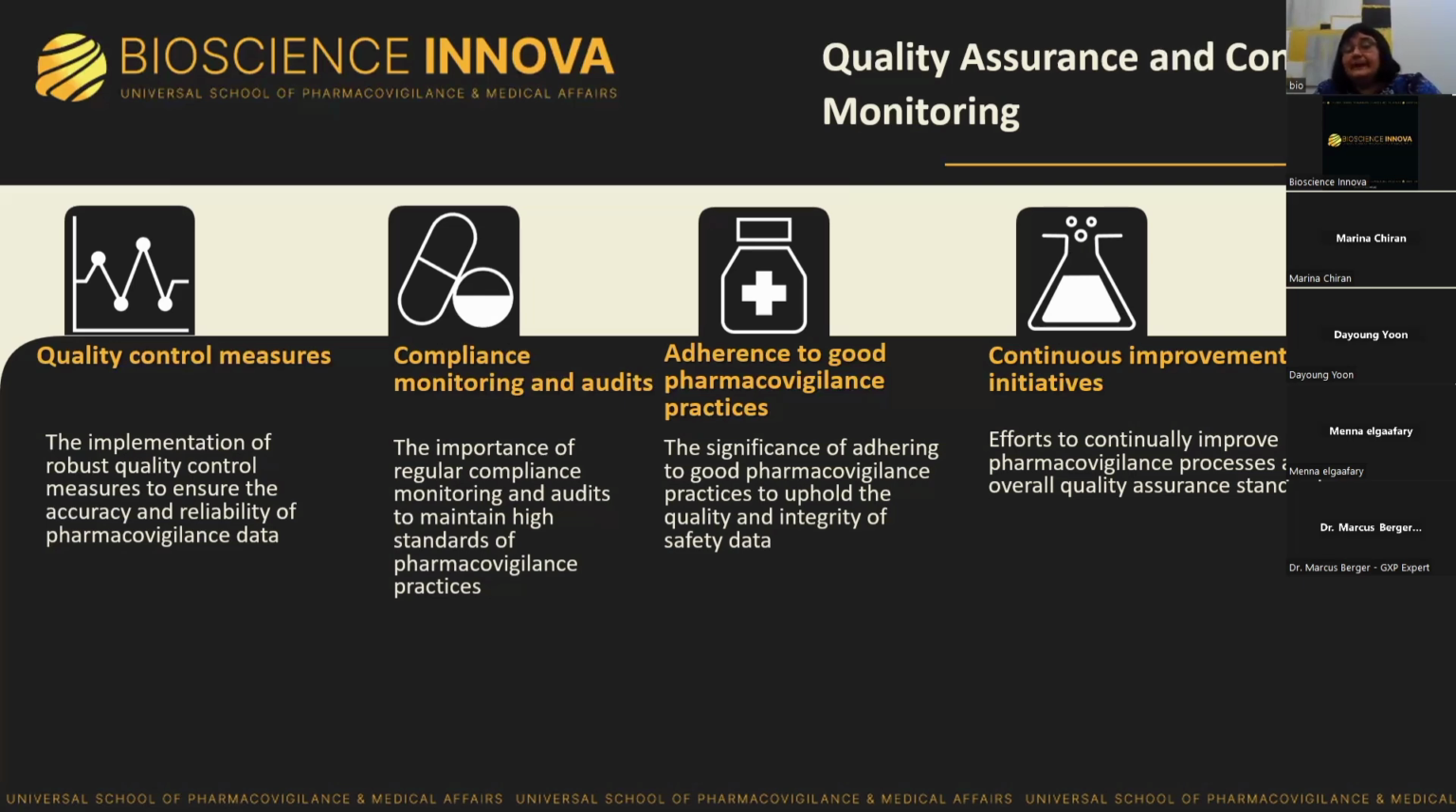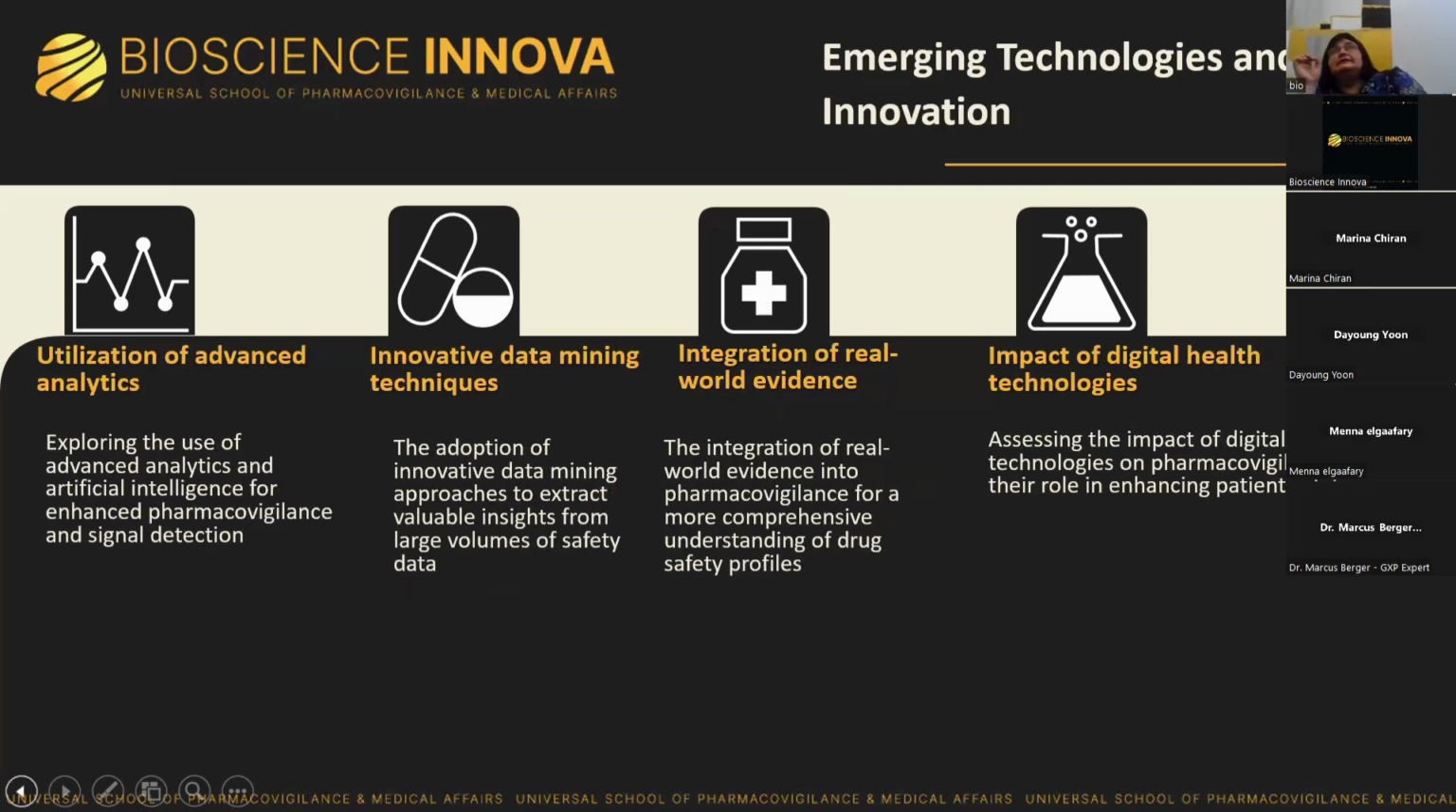Adherence to good pharmacovigilance practice: the significance of adherence to good pharmacovigilance practices to uphold the quality and integrity of safety data. Continue to improve pharmacovigilance processes and enhance overall quality assurance standards: quality control and quality assurance.